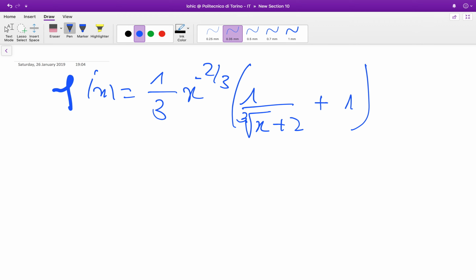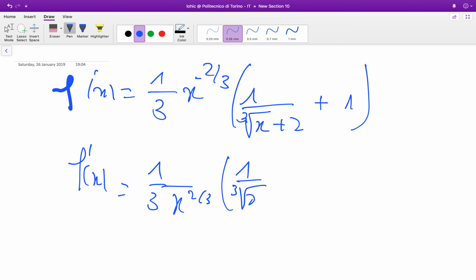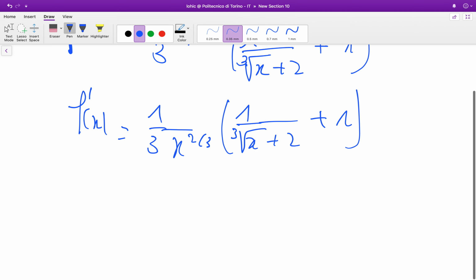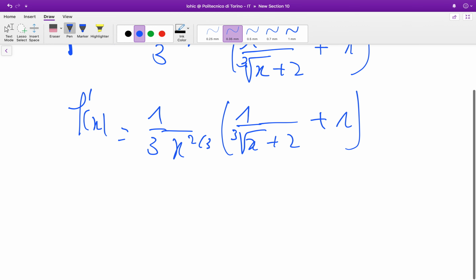Okay, so one can write it like this, because we don't like to write a power with a fraction: 1 over 3, x to the power minus 2 over 3. If you send it down like this, it becomes x to the power 2 over 3, multiplied by 1 over cubic root of x plus 2, plus 1. And so finally it gave us 1 over 3.